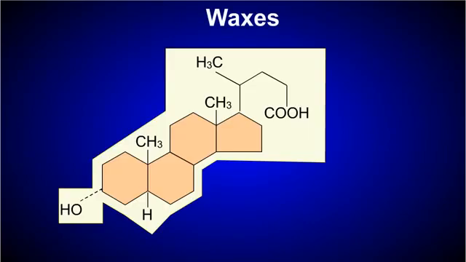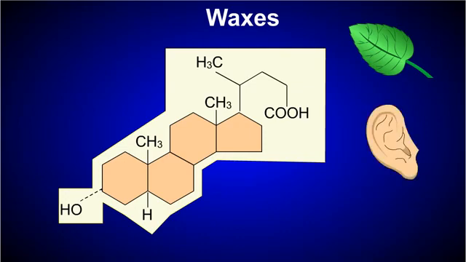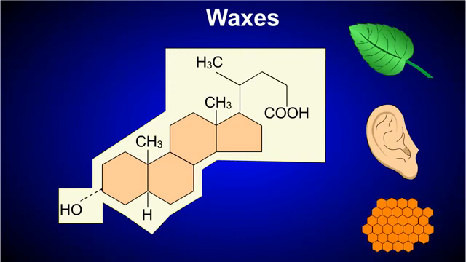Waxes are nonpolar and repel water. They're found in the protective coating on leaves and on outer surfaces of animals. Wax is produced in the ears of some animals to protect the eardrum. In addition, bees construct honeycombs from wax.